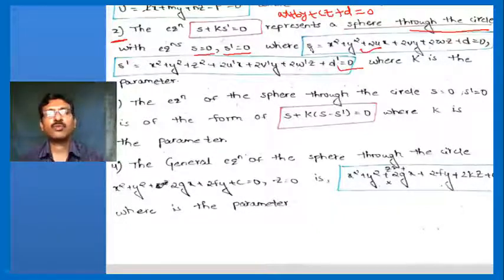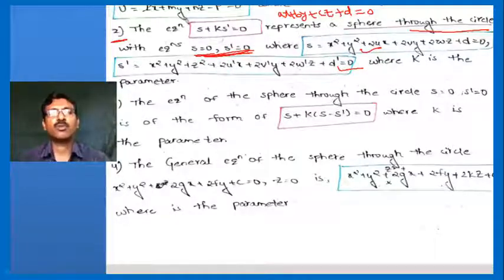Now we are going to find a sphere passing through the circle. A circle is denoted by two equations. So if we are given two equations of spheres, we find the equation of a sphere passing through the circle using this formula. If a sphere and a plane are given, we use the previous formula. Here are the two formulas.